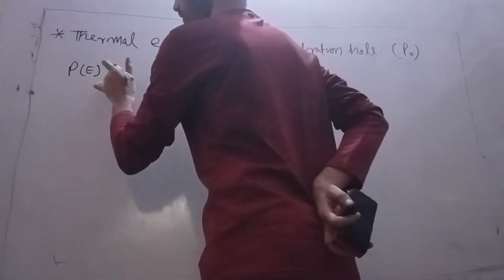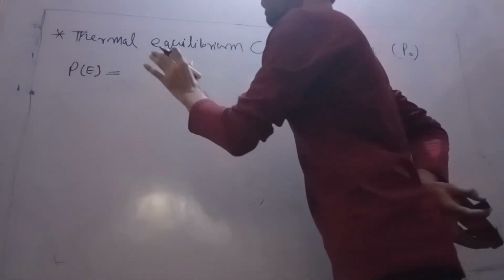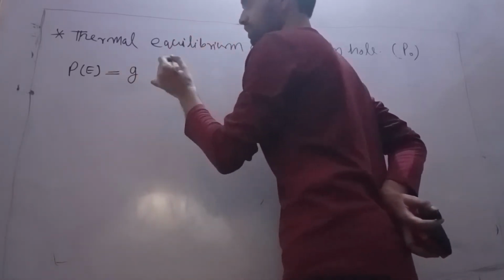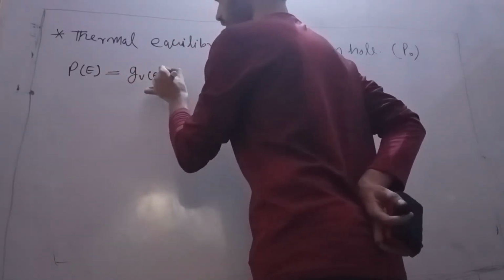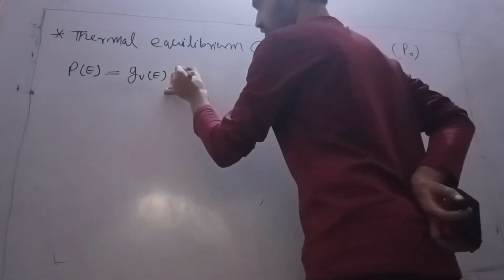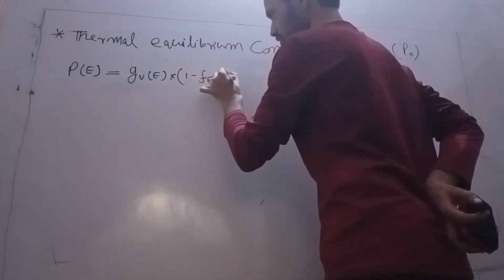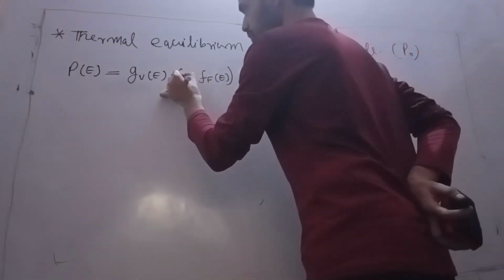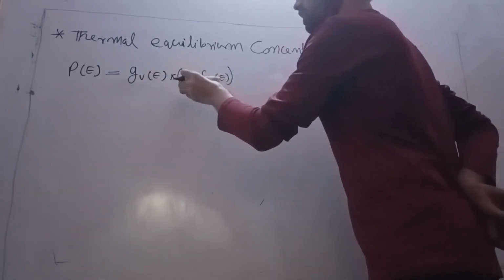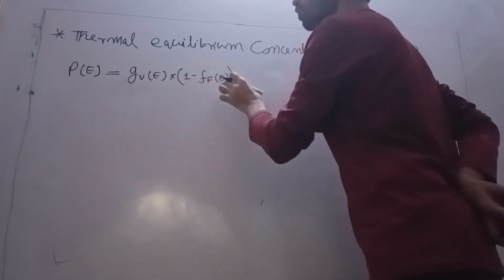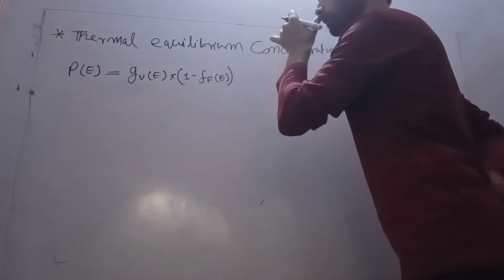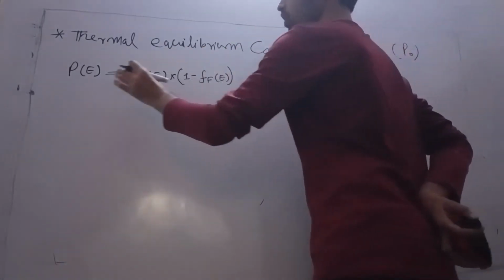Yes, P of E. So P of E is the equilibrium distribution of holes in the valence band, which is given by the product of the density of state function in the valence band and the Fermi Dirac distribution function, that is 1 minus f of E. This is the probability that the given quantum state is occupied by a hole, or you can say it is the probability that the given quantum state is not occupied by an electron. So this is P of E.